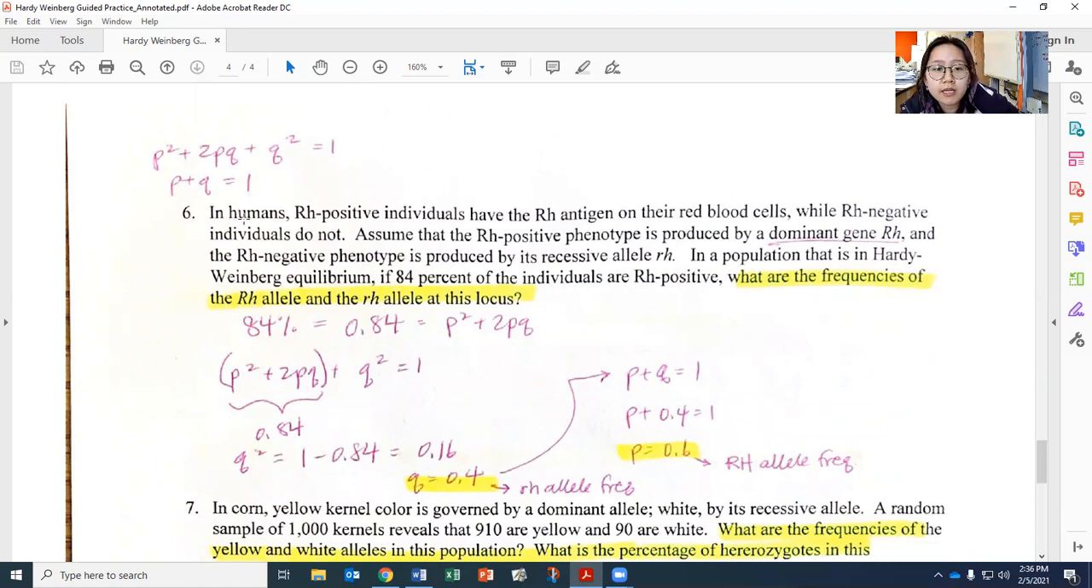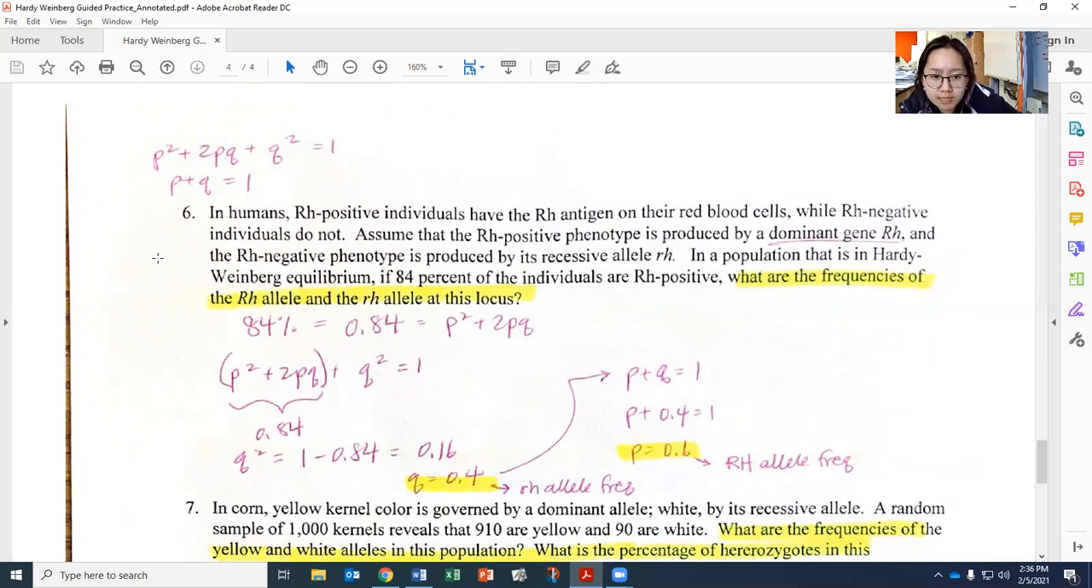So in humans, Rh positive individuals have the Rh antigen on their red blood cells. It's just a marker on your blood cell that tells you whether or not you can accept certain blood types, while Rh negative individuals do not. Assume that the Rh positive phenotype is produced by a dominant gene Rh, and the Rh negative phenotype is produced by its recessive allele, lowercase rh. In a population that is in Hardy-Weinberg equilibrium, if 84% of the individuals are Rh positive, what are the frequencies of the dominant Rh allele and the recessive Rh allele at this locus?